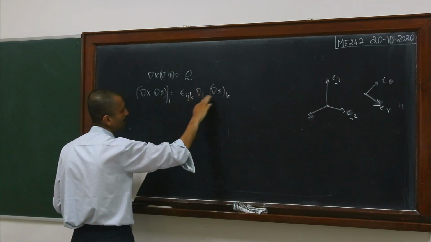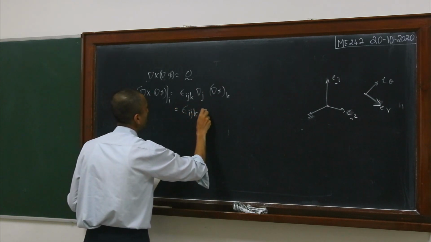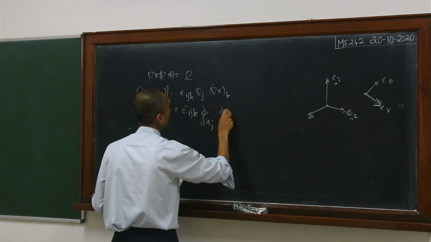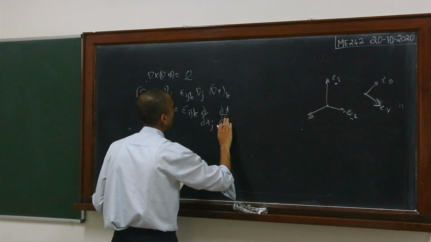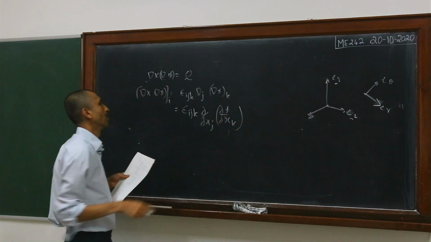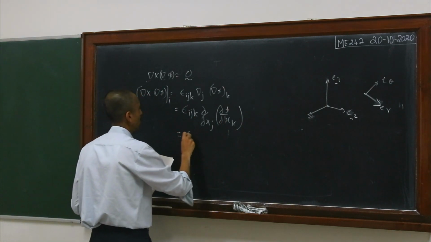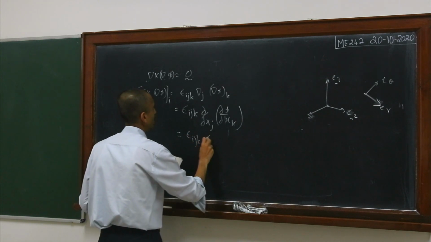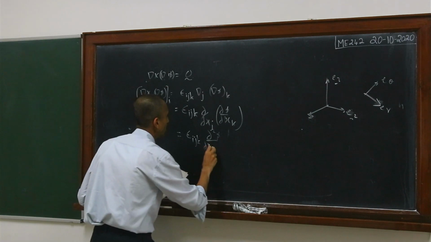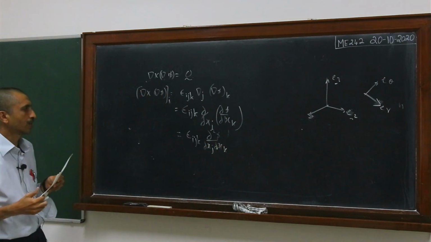Later on you can probably skip some of these steps here. So this is epsilon ijk, and this I will write as del by del xj, and this I will write as del phi by del xk, because that is the kth component of this one here, right? So finally what I have is that this is equal to epsilon ijk del square phi by del xj del xk. Now we want to show that this particular object is 0.